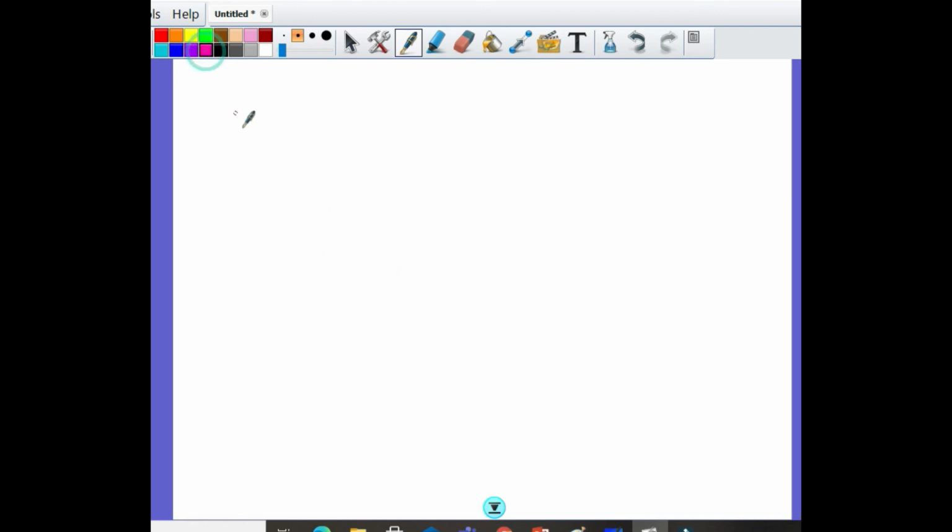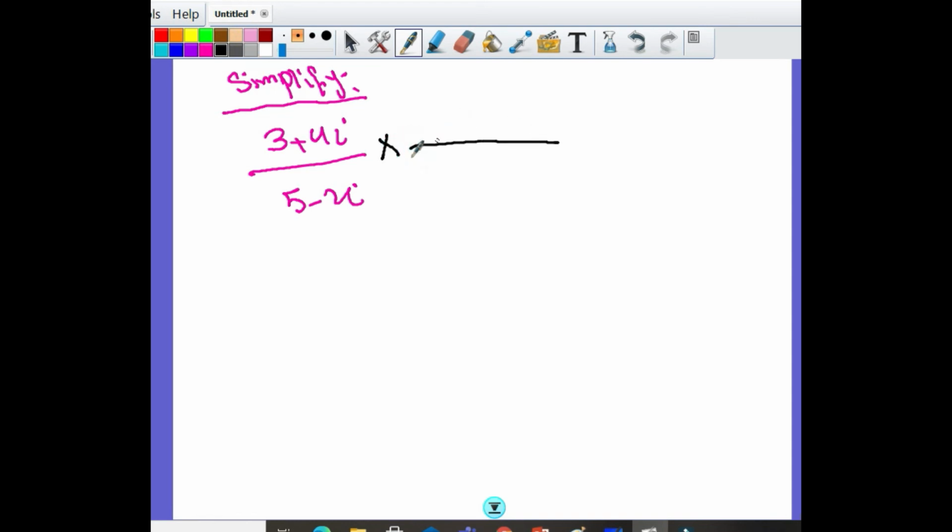تعالوا ناخد كمان exercise على الكونجيجيت. 3 بلس 4i over هو بيقول لي هنا simplify. question بيتكلم على simplify over 5 minus 2i. طيب هنا عشان اخلي الدينومينيتور whole number يبقى up و down times its conjugate. conjugate بغير الساين في النص يبقى 5 plus 2i up و 5 plus 2i down.